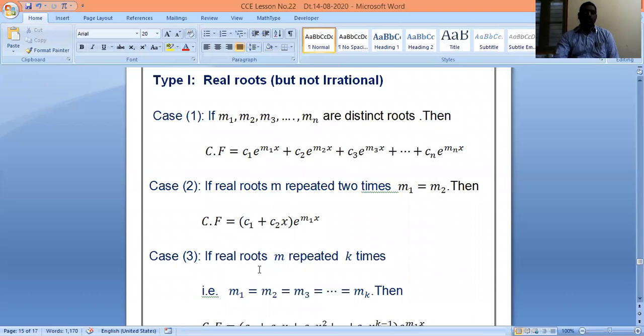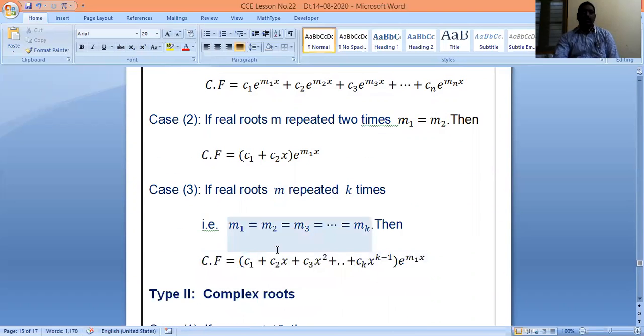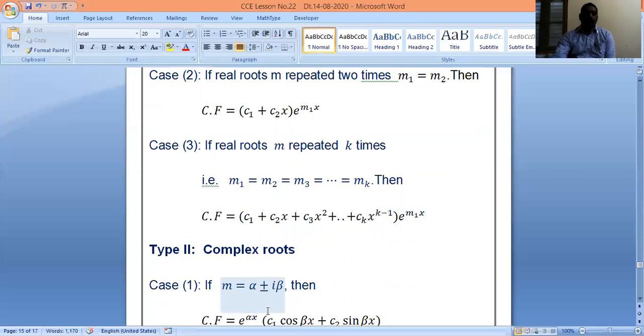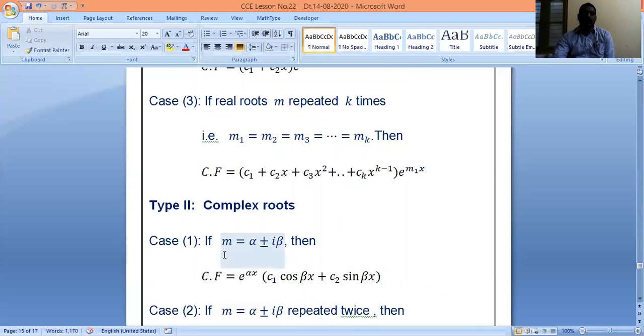If the real root m is repeated k times, that is m1 equal to m2 equal to m3, and so on, equal to mk, then CF is equal to (C1 plus C2 x plus C3 x^2 plus, and so on, up to Ck x^(k-1)) into e^(m1 x). Now type 2, complex roots. Case 1, if m is equal to alpha plus or minus i beta, then CF is equal to e^(alpha x) into (C1 cos beta x plus C2 sin beta x).